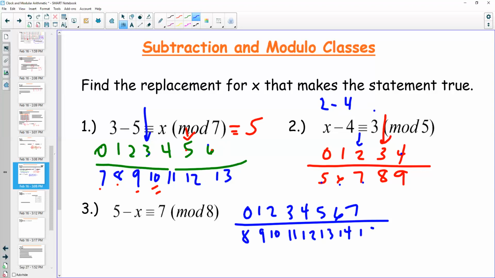All right, I have my mod written out. 5 minus 7. 5 minus something. So I'm going to go to that column. I'm going to count back 1, 2, 3, 4, 5, 6. Well, it took me 6 to get to 7, so 5 minus 6 is congruent to 7. That's it. Okay. Let us see what happens next.